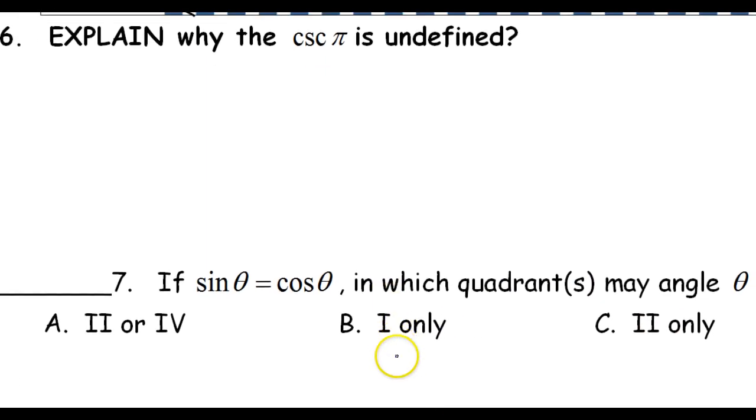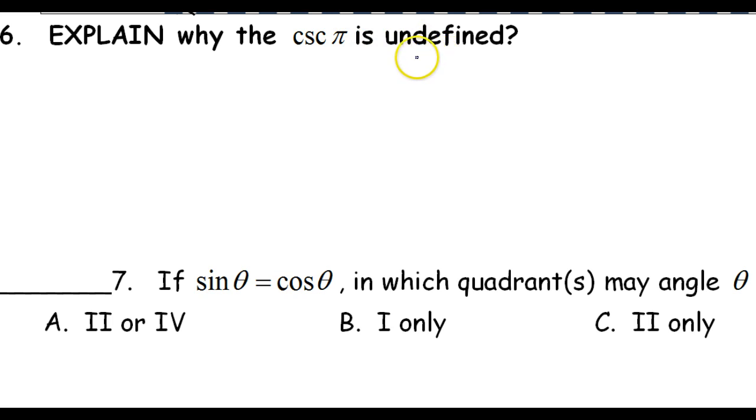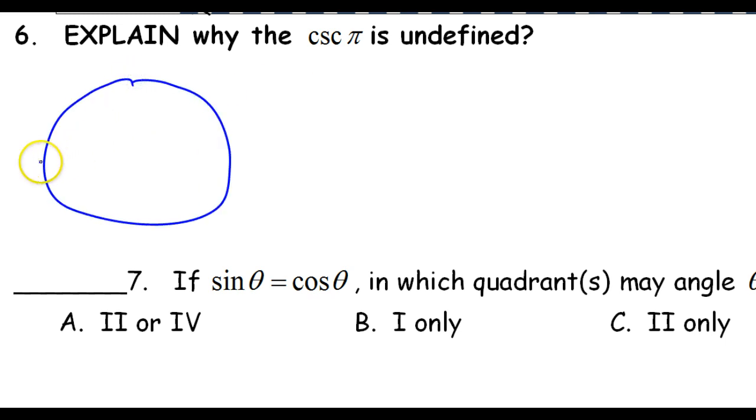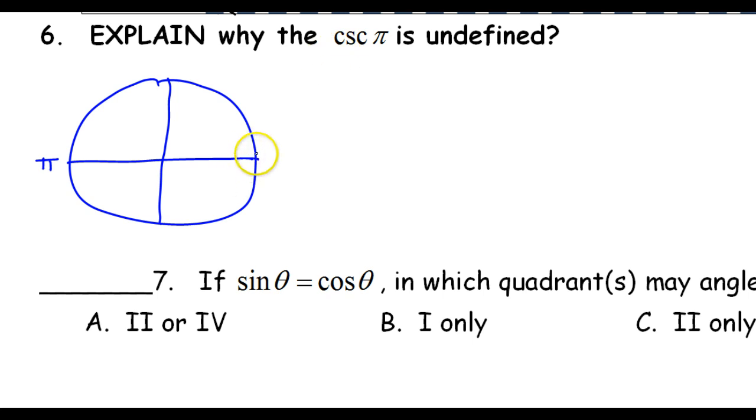Alright, for example, number 6. Explain why the cosecant of pi is undefined. Well, I like to draw lots of pictures. Not because I'm good at it, obviously. If this is the unit circle, then here's pi over here. And the coordinates of the points as you go around have significance. You know how this point, for example, is 1, 0, this is 0, 1, and this one would be -1, 0, and 0, -1.